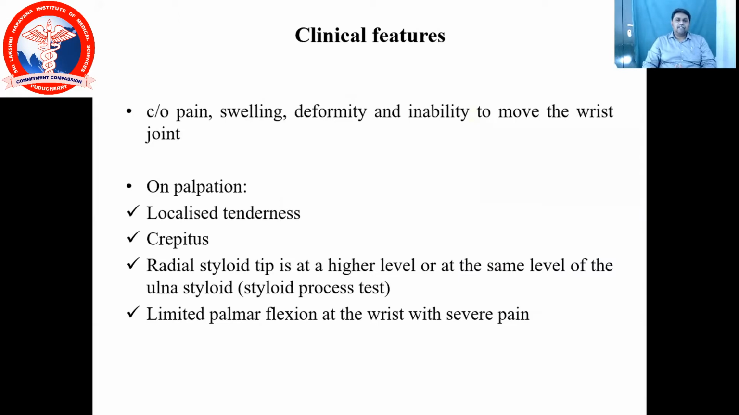So what are the clinical features which you're going to see? The patient always complains of pain, swelling, and deformity. And the patient's other complaint is inability to move the wrist because of the severe pain. On examination, what are you going to see? There will be localized tenderness. Crepitus will be there. The radial styloid tip will be at a higher level or at the same level as the ulnar styloid process. This test is called the styloid process test. There is limited palmar flexion at the wrist with severe pain. That means the patient will be able to do palmar flexion, but extension at the wrist joint will be very severe.